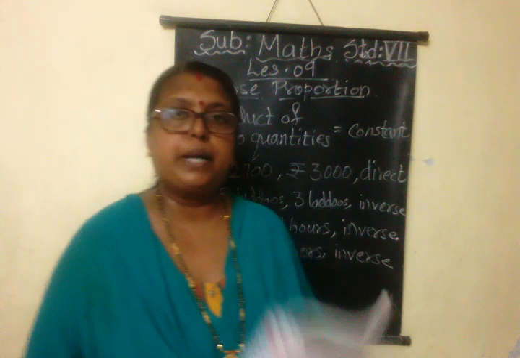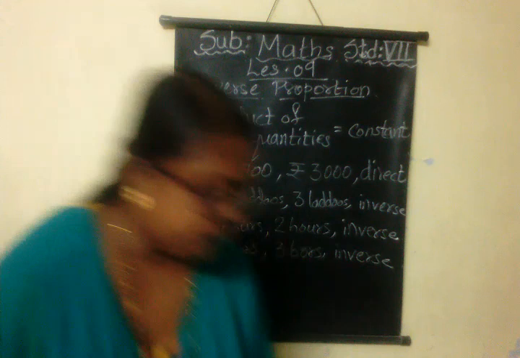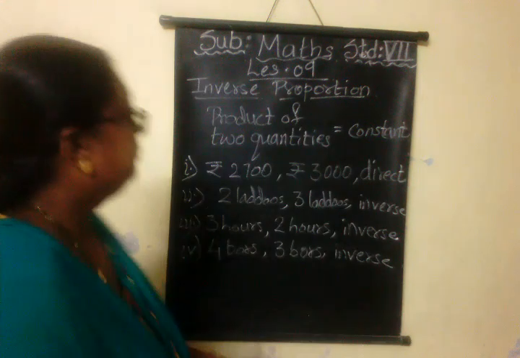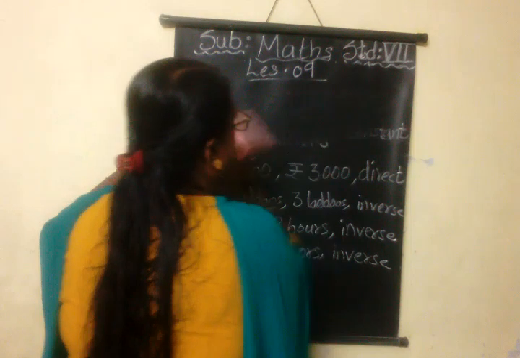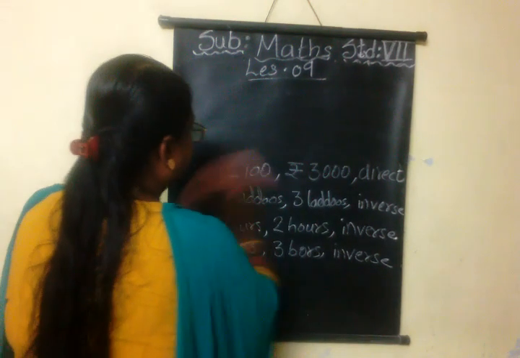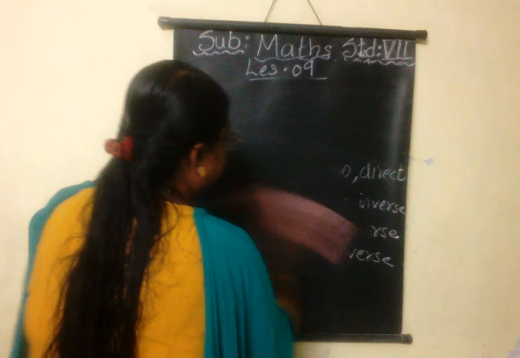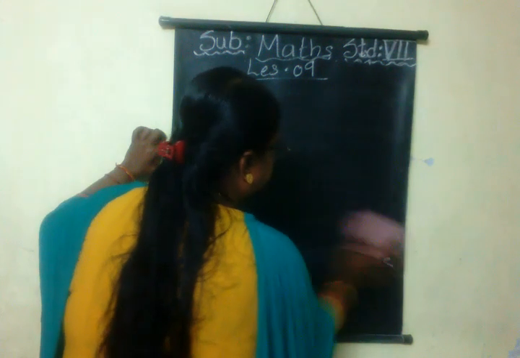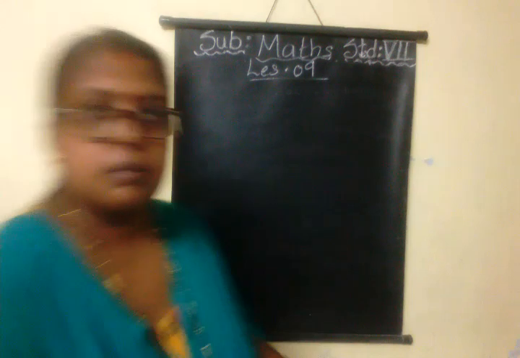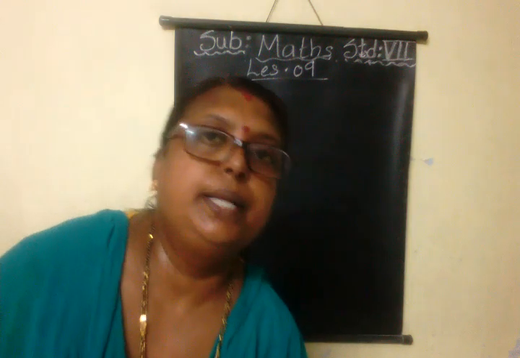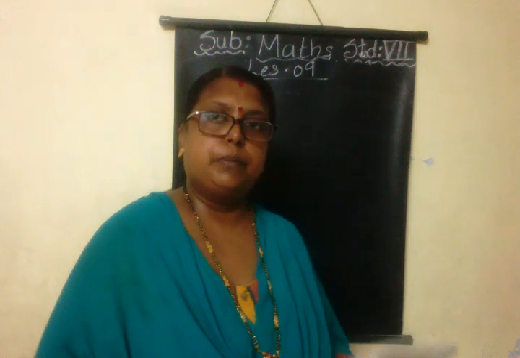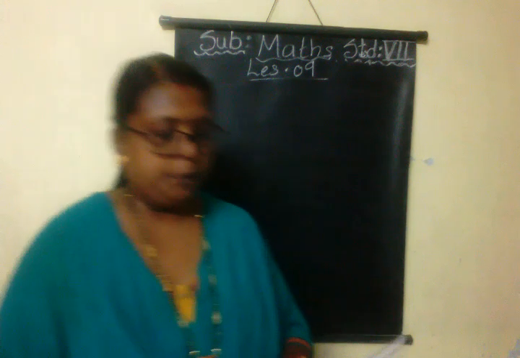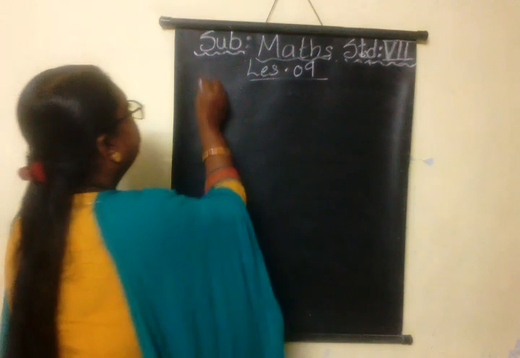Now we will begin with practice set 38. So we have learned today that in inverse proportion, when one quantity increases, the other quantity decreases. So it is an example of inverse proportion. Okay, practice set 38.